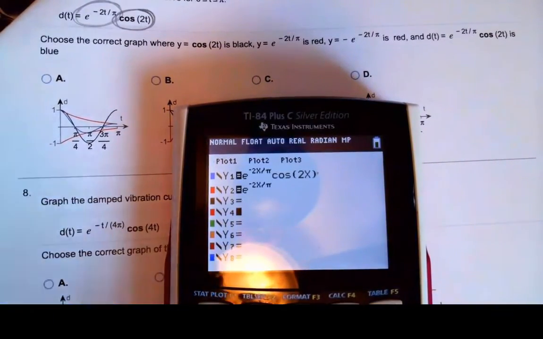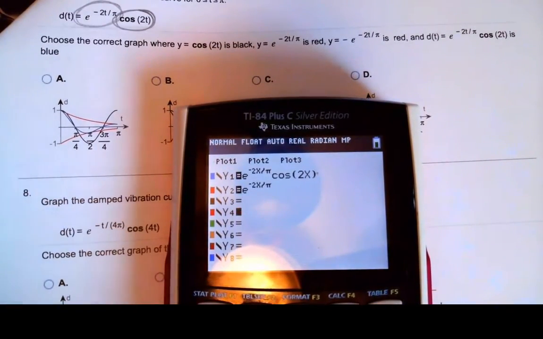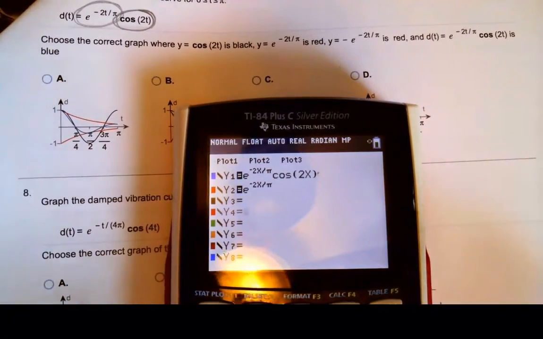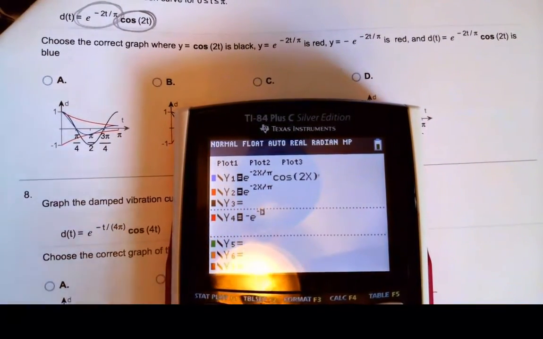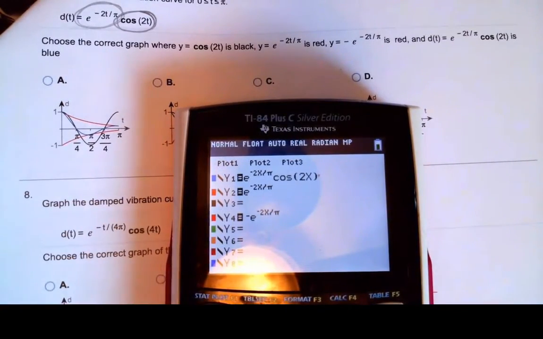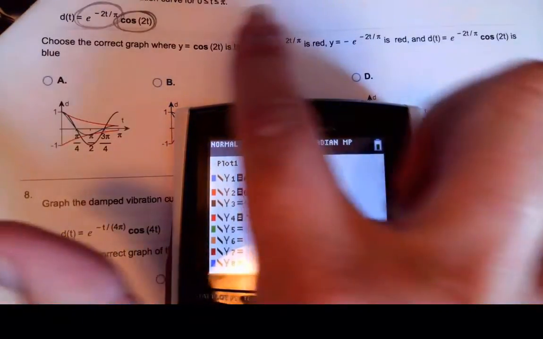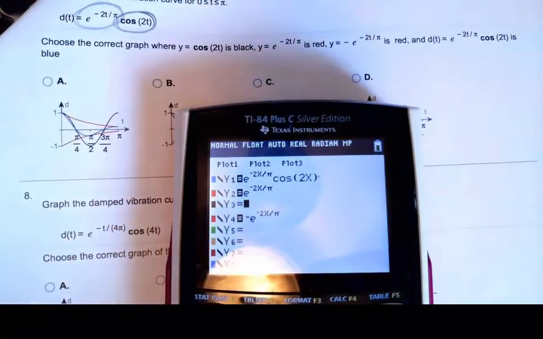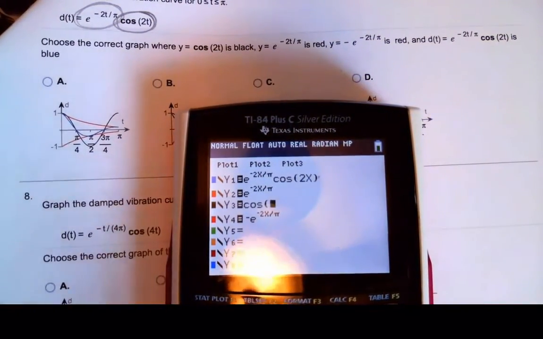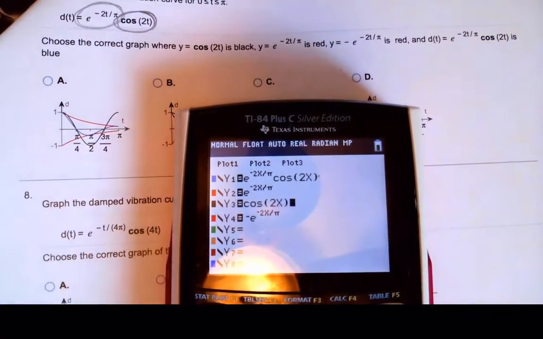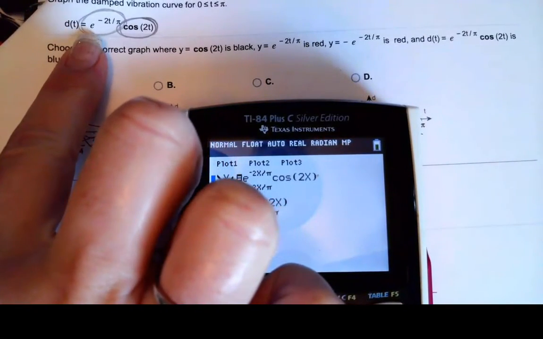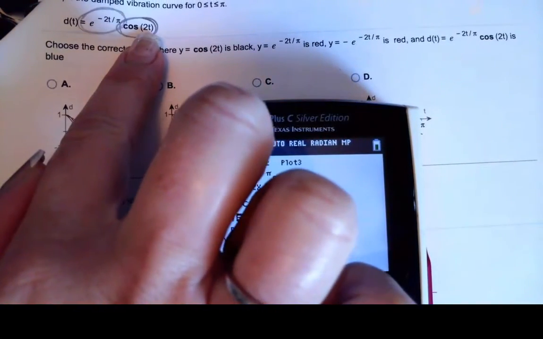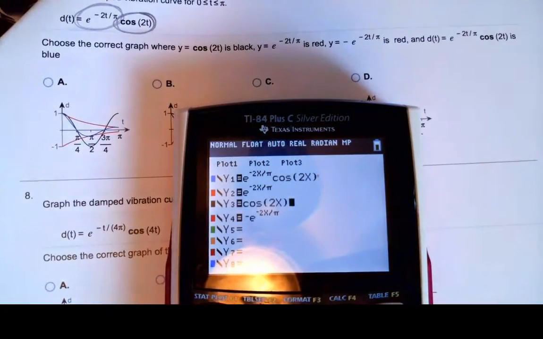So this is going to be the negative e to the -2x over pi. And then for the black curve, I just want to graph y equals cosine 2x. So I have the cosine of 2x. So notice that we took all the little bits and pieces. So I took this thing, plus and minus, which you'll see why in a second. And I took this thing, and then I put it all together.